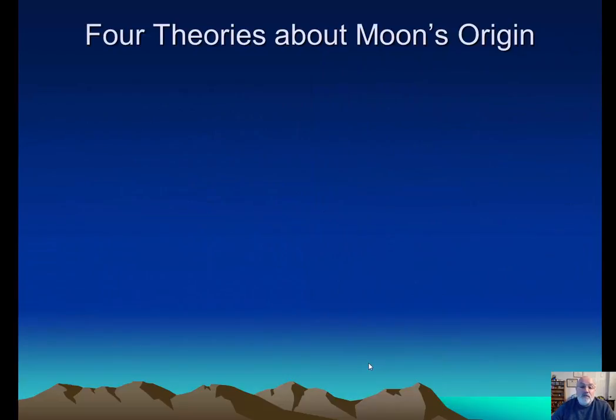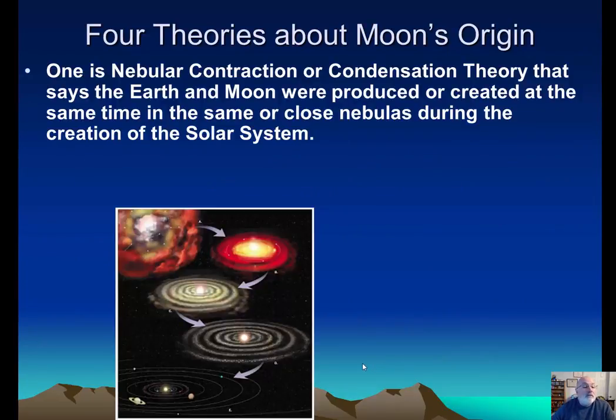Four theories about the moon's origin. Theory 1 is called the nebular contraction, or condensation theory, where a nebula contracts, comes together, and pulls more material together, and you start seeing the formation of the planets in the solar system, and then eventually you get the solar system once they've cleaned out their orbits. We talked about this as the nebular hypothesis for the formation of solar systems, but it also is probably a theory for the moon.